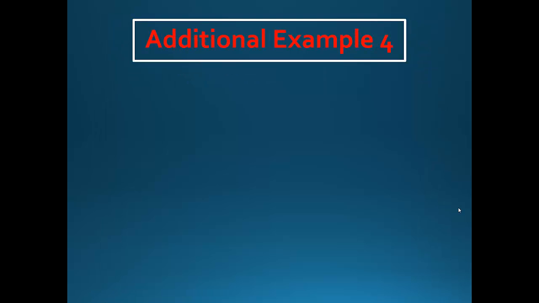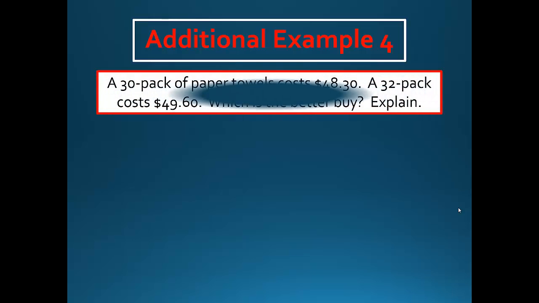Now we have an additional example. You can pause the video and try it on your own, or you may follow along. A 30-pack of paper towels costs $48.30. A 32-pack costs $49.60. Which is the better buy? And explain. So first we need to find out how much it costs per pack for each of our scenarios.